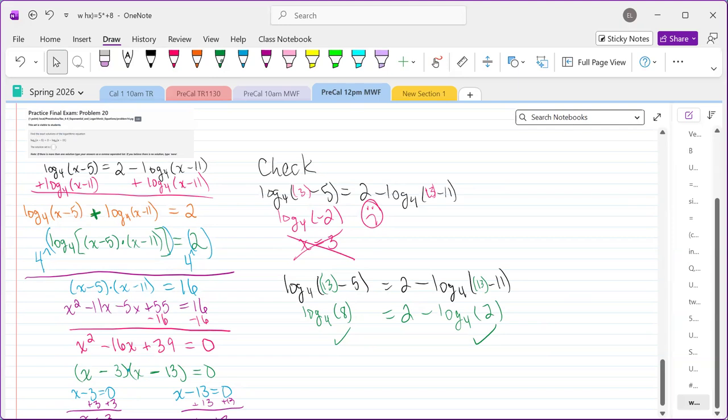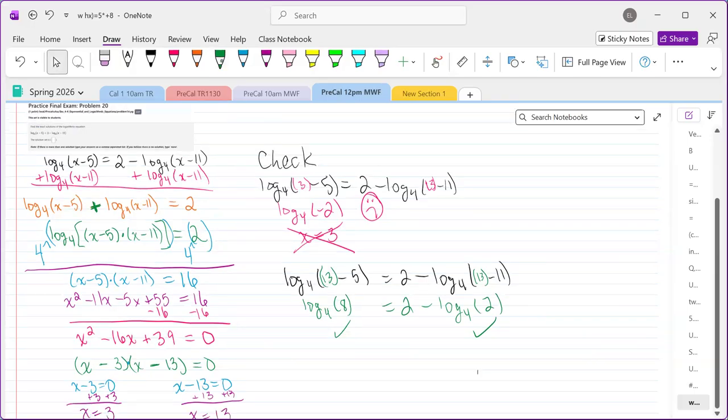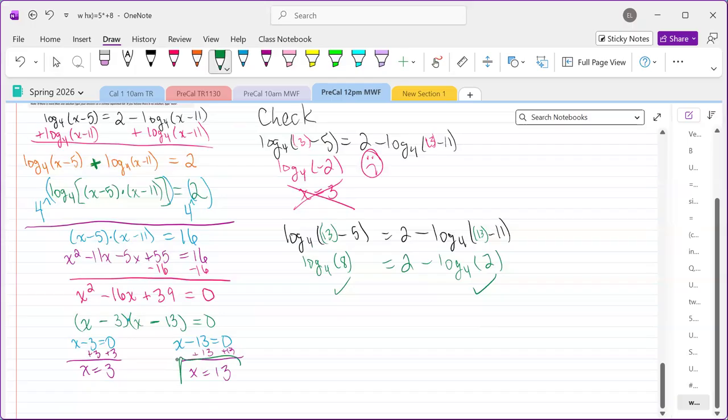Log base 4 of 8 is an ugly number. But it equals 2 minus log base 4 of 2. All I care about when I'm checking is that the number inside the logarithm is positive. Once it's positive, that means the solution we were checking there is our solution. So that's why we throw out x equals 3, because it gave us the log of a negative number. In fact, it did it twice, because over here, it would be the log of negative 8. So at like twice over, we throw it out.